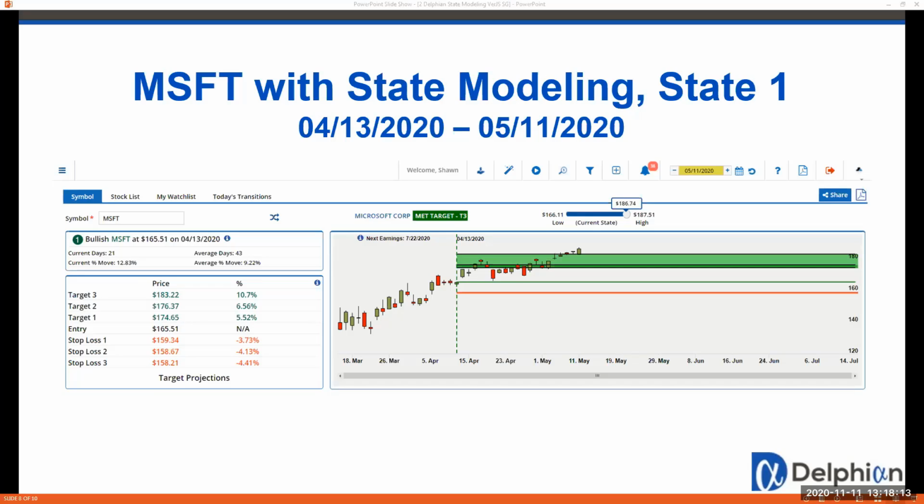So I apologize, guys. So we can see Microsoft state modeling, state 1.